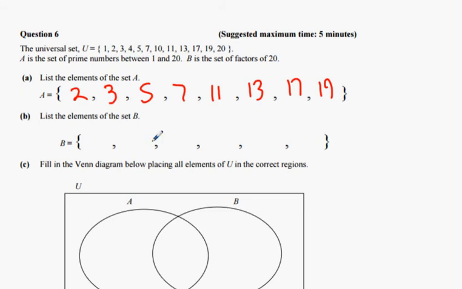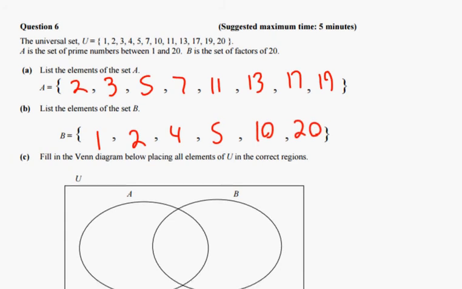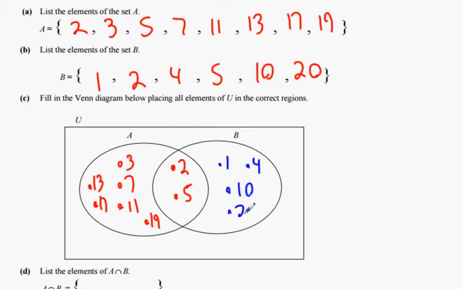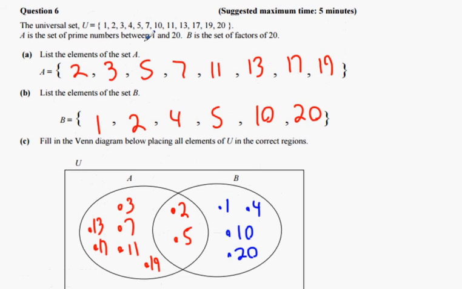Okay. So what about B? 1, 2, 4, 5. These are the numbers that will divide into 20. Now in the middle, what numbers do they have in common? 2 and 5. Okay, what numbers are left in A then? 3, 7, 13, and 19. What numbers are left in B? 1, 4, 10 and 20. Okay, what numbers did we not use at all?